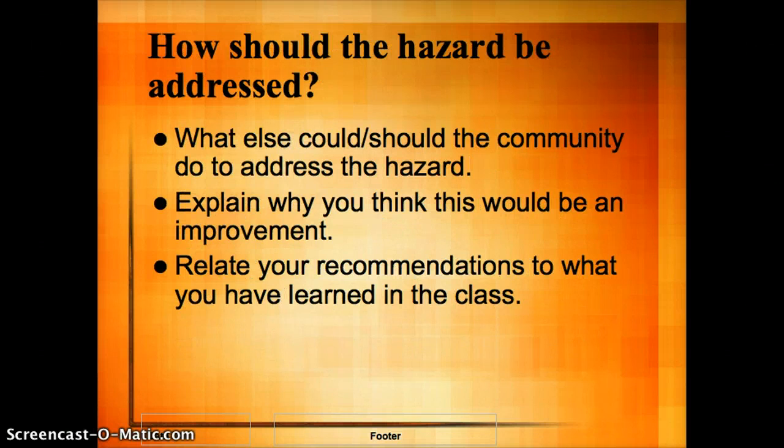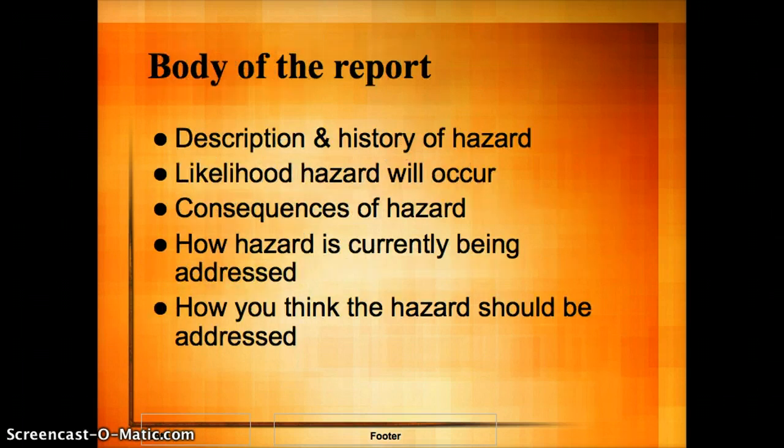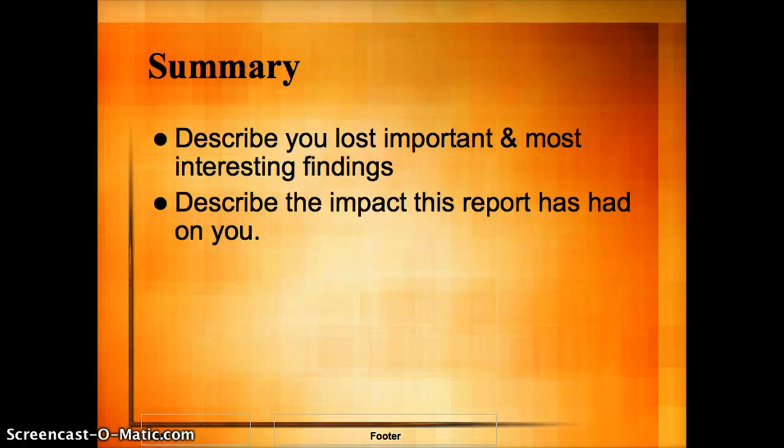Sometimes I get these reports where somebody says the town really needs to have tornado sirens, and they already do. Or the town really needs to have building codes, and they already do. And I do look into these and check to see. So it's important for you to do that as well. So that's the main body of the report. History of the hazard, likelihood it will occur, consequences, how it's being addressed, and how you think it should be addressed.